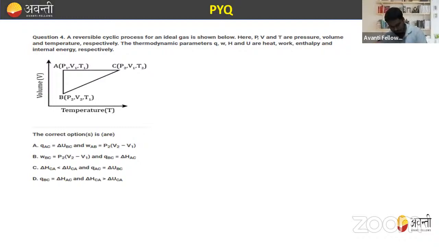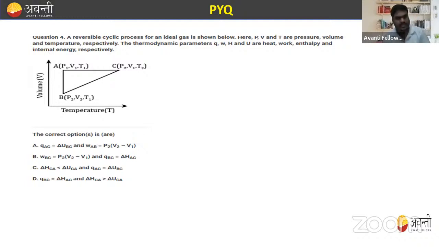Now move to the next question. In this question, a reversible cyclic process for an ideal gas is shown below. Here P, V and T are the pressure, volume, and the temperature respectively. The thermodynamic parameters Q, W, H, and U are the heat, work, enthalpy, and internal energy respectively, right? So you have to identify the correct option.